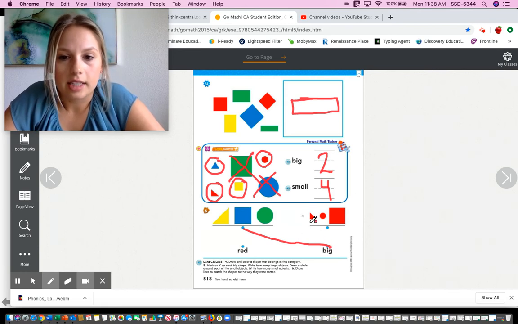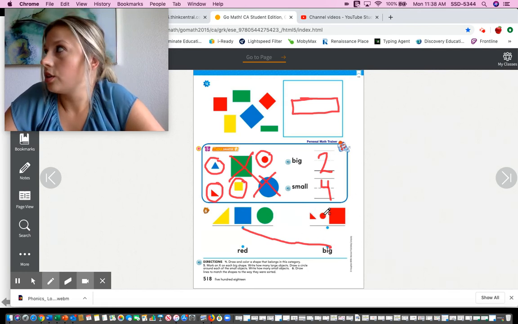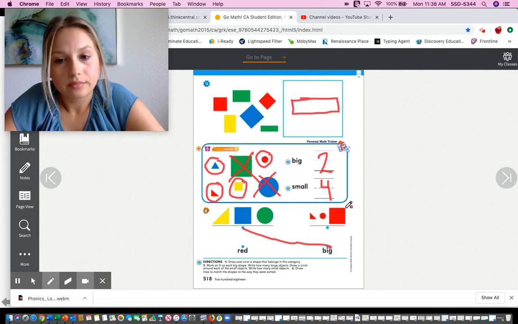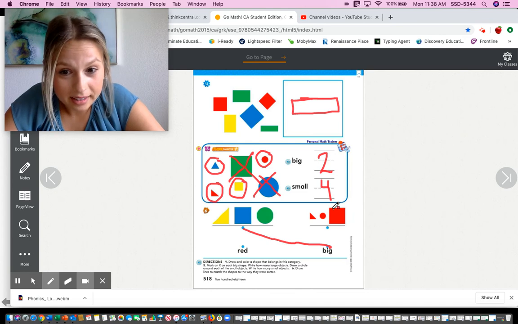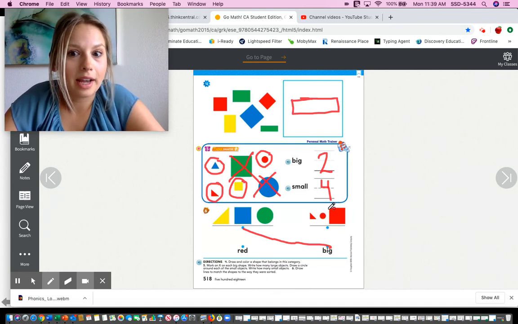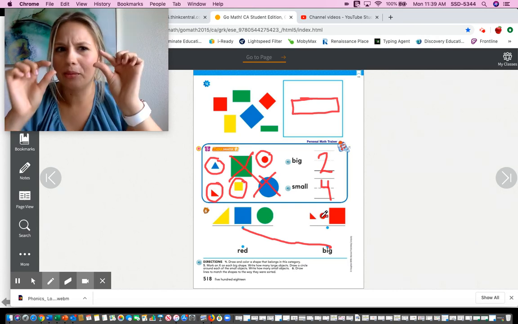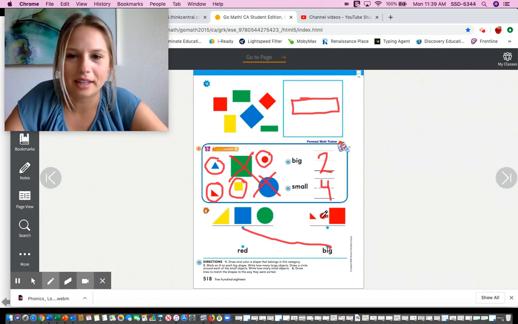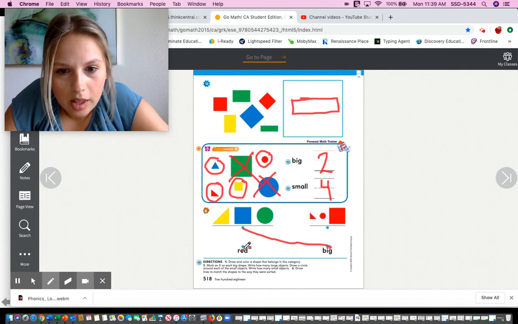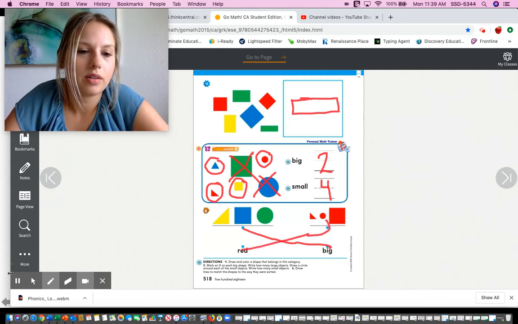Then let's look at this category. I see triangle, circle, square. Are they red or are they big? I think they're all red, right? Because I see a triangle and a circle that are really little, so they're not all big. So we're going to draw a line to connect it to the word red. That was kind of a hard one.